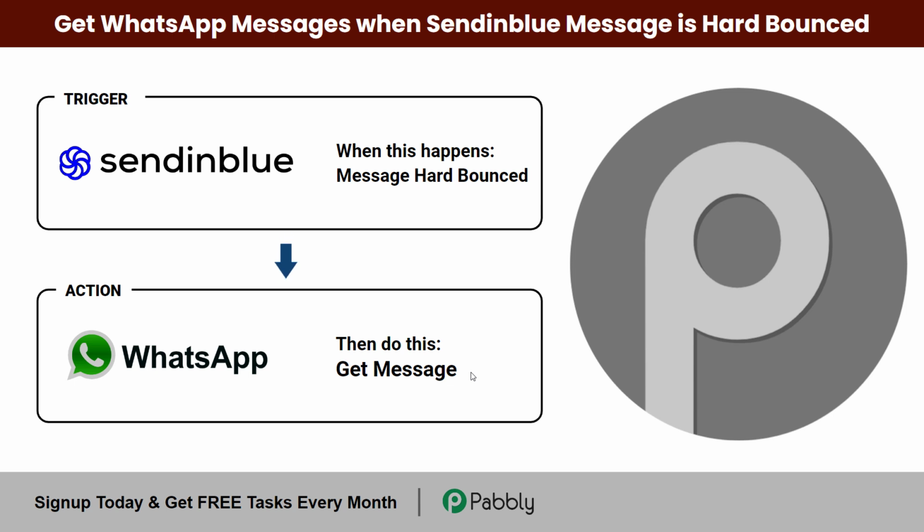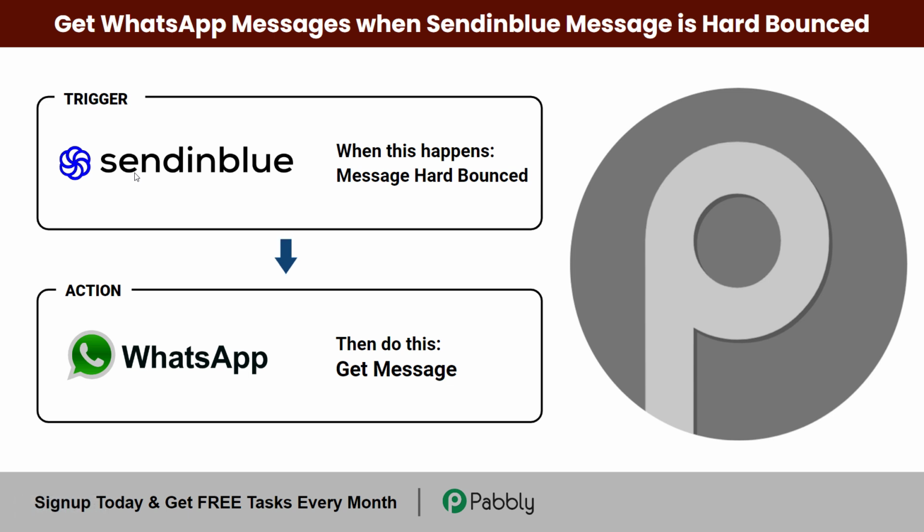In this video, we are going to see how to get WhatsApp messages when a Sendinblue message is hard bounced. Every time a message is hard bounced on Sendinblue, which is a SaaS solution for relationship marketing, a notification must automatically be received by the team on WhatsApp. How can that be done?